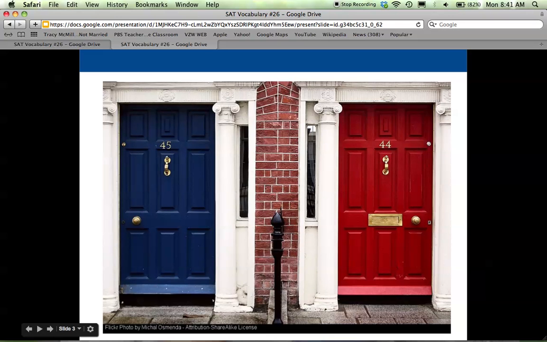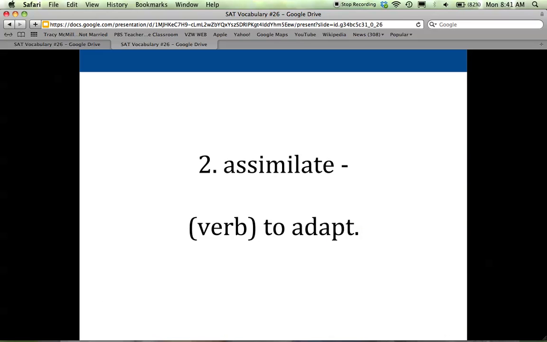So an example would be these two doors are adjacent to one another, right? Clearly they're neighboring. It almost looks like their two homes are adjoining because they share a wall, but they're adjacent, meaning they're near, they're close, right next door, side by side, adjoining.